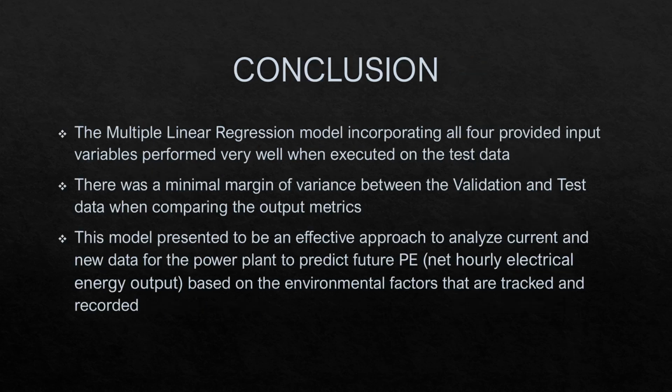For the conclusion, the multiple linear regression model incorporating all four provided input variables performed very well when executed on the test data. There was a minimal margin of variance between the validation and test data when comparing the output metrics. This model presented to be an effective approach to analyze current and new data for the power plant to predict future net hourly electrical energy output based on the environmental factors that are tracked and recorded.